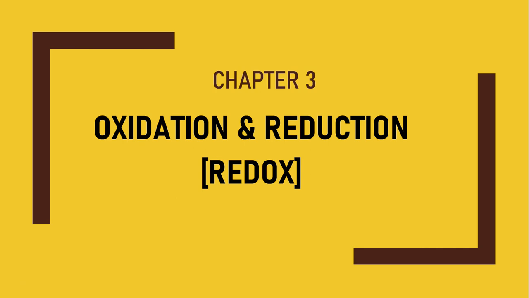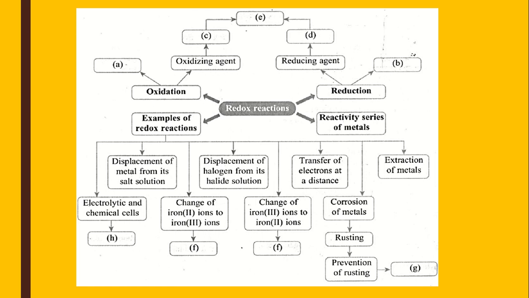Our lesson today is a new chapter, chapter 3, oxidation and reduction, which is also known as redox. This is the overall plan of what we are going to learn in this chapter. Basically we have three parts. The first one is the definition for redox. You are going to learn what is oxidation and what is reduction, how to define, and how to interpret the equation, the reaction. Then the second part is the example of the reaction.